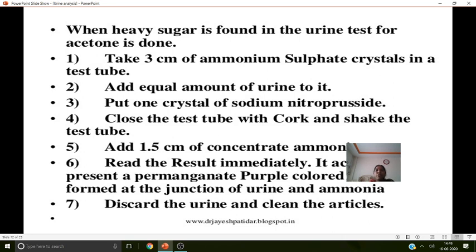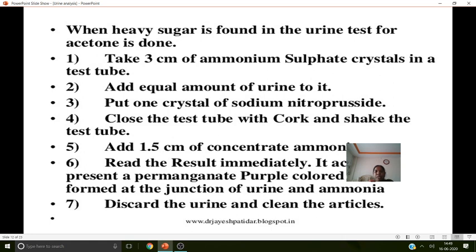Add an equal amount of urine to it. Put 1 crystal of sodium nitroprusside. Close the test tube with the cork and shake the test tube. Add 1.5 centimeters of concentrated ammonia. Read the result immediately.